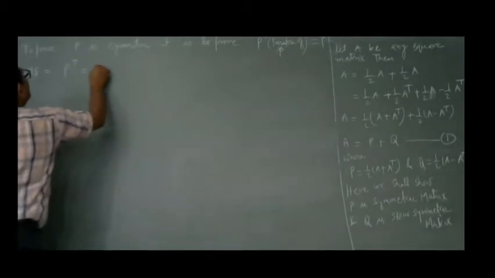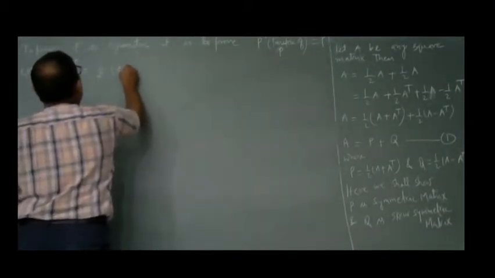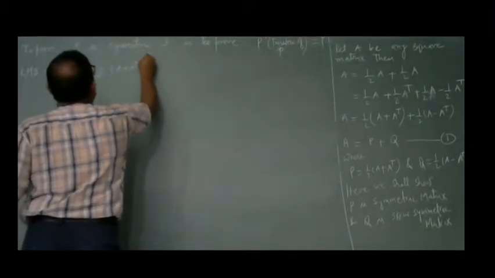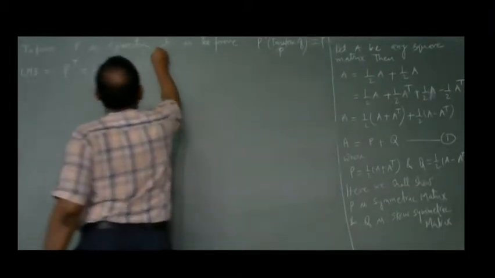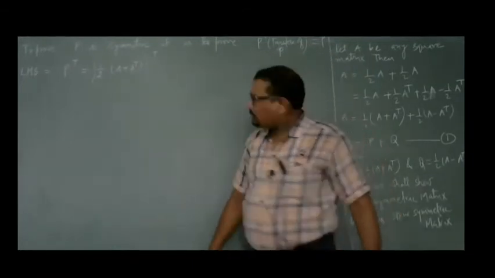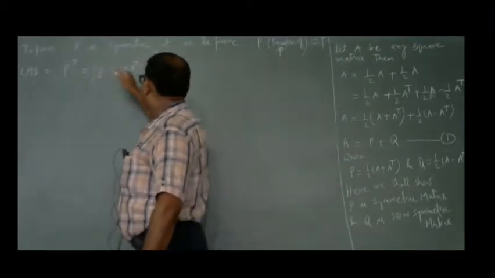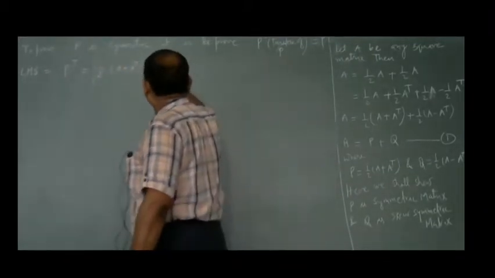So I am taking here the transpose of P, the left hand side. Left hand side is P transpose. You know what is P? Half of A plus A dash, A transpose. And this is the whole transpose. When we take the transpose of any real number, then it remains the same.